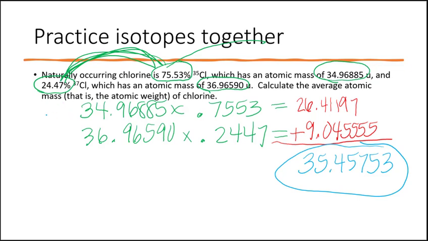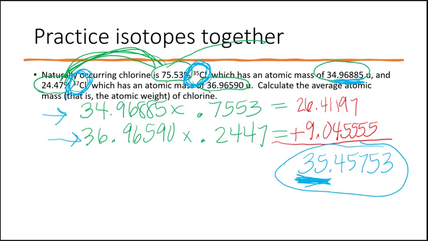So when I did this 34.96 times the 0.7553, I got 26.41197. And then I did the second isotope times its percentage, and then I added the two together, and I went to as many decimal places as I was given in my problem, which was 1, 2, 3, 4, 5 decimal places. And let's see if this average makes sense. So 3/4 of my sample had a mass of about 35. The other was 37. So when I find this weighted average, it's going to be between 35 and 37. And so therefore that makes sense.